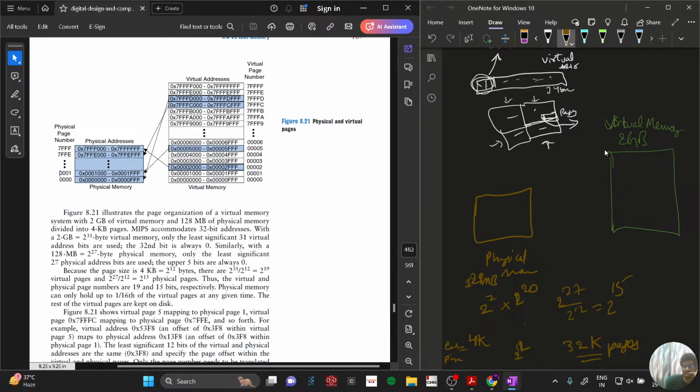For 2 GB, I need 2 times 2 power 30, so that will be 2 power 31 lines. With 128 MB, 2 power 27 byte physical memory, 27 address lines, only the least significant 27 physical address bits are used. The upper 5 bits are always 0.